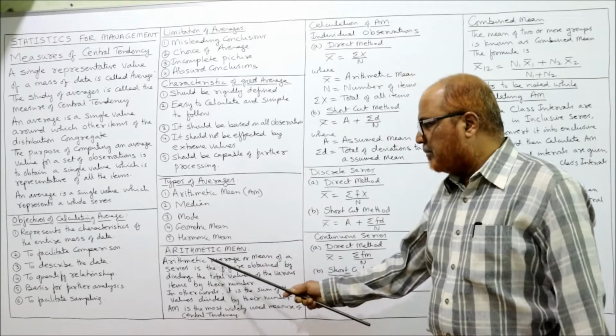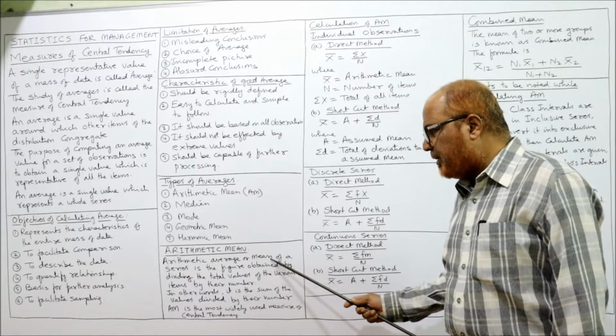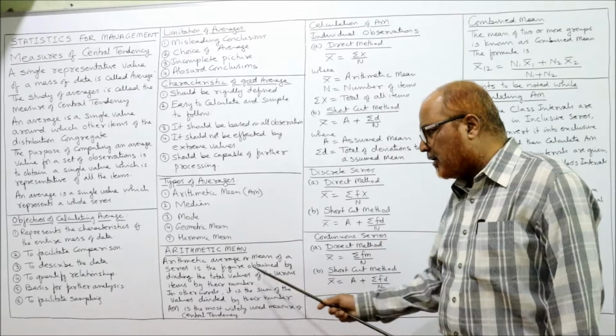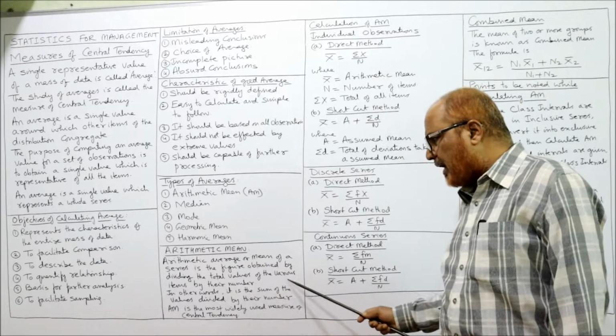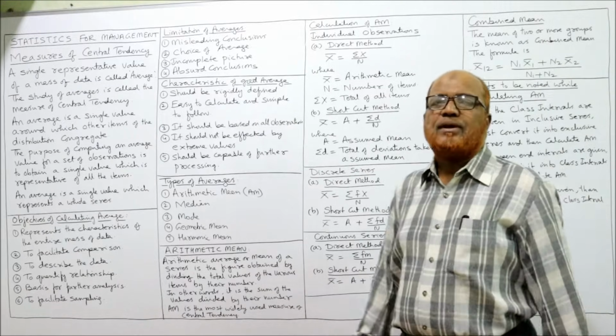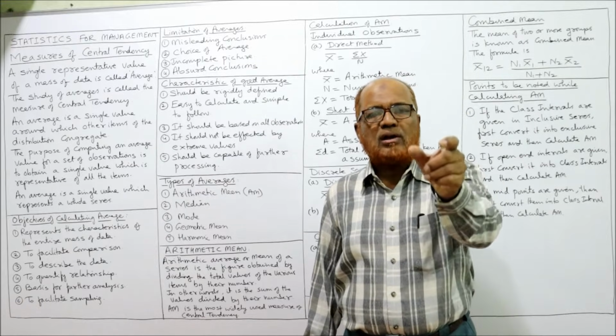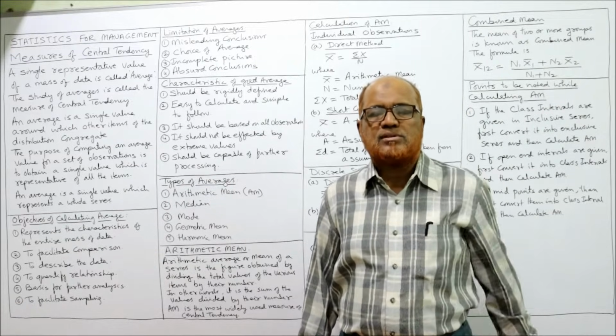So what is this arithmetic mean? Arithmetic average, or simply mean of a series, is the figure obtained by dividing the total values of the various items by the number. We take the total of all the values divided by number of items.